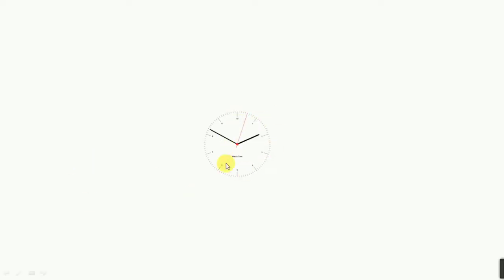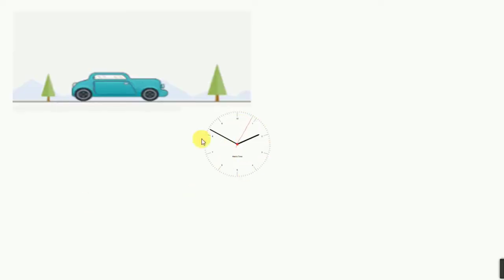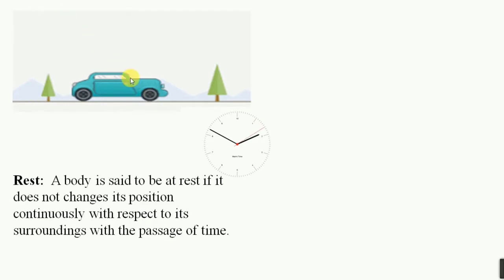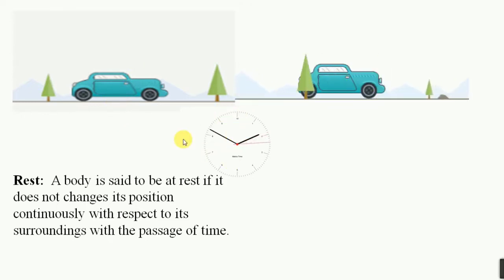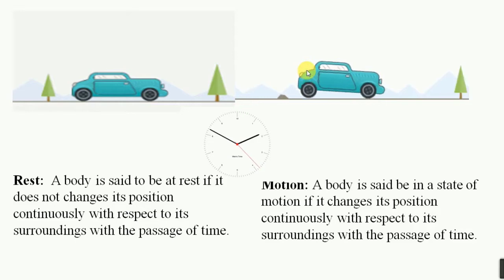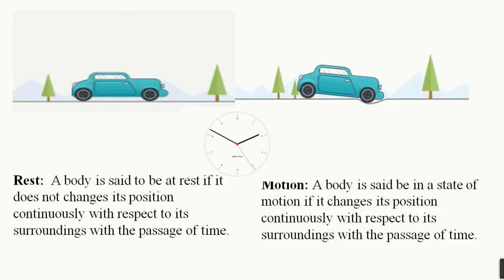Suppose we are considering a clock and a car. With the passage of time the position of this car is not changing, so that means this car is at rest. We say an object is at rest if its position is not changing with time. But if you consider the next car, you can see its background is changing, that means its position is changing with passage of time, so we can call it in motion. An object is in motion if its position changes with time.